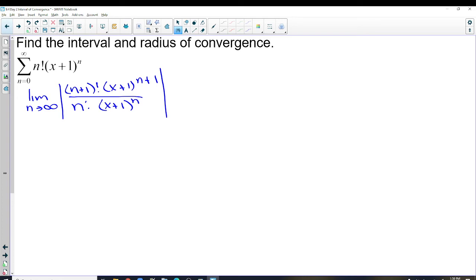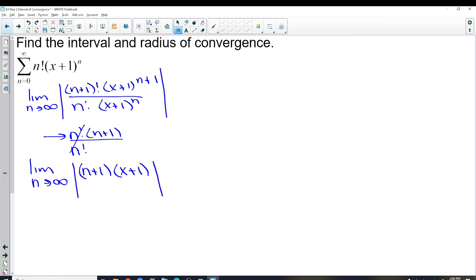n plus 1 over the n. Now the top can become n factorial times n plus 1, and the bottom can become n factorial. So we rewrote n plus 1 factorial in a different way. Those cancel out. That leaves n plus 1 in the top and an x plus 1 in the top. So that's equal to infinity times x plus 1.